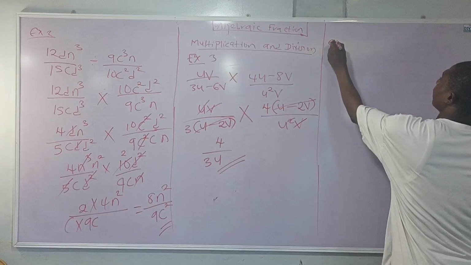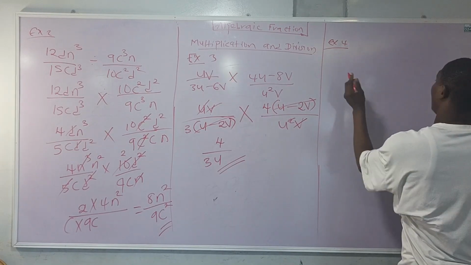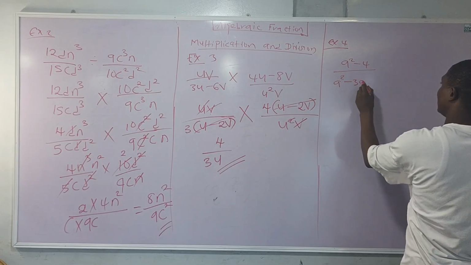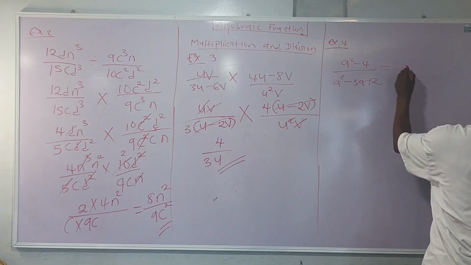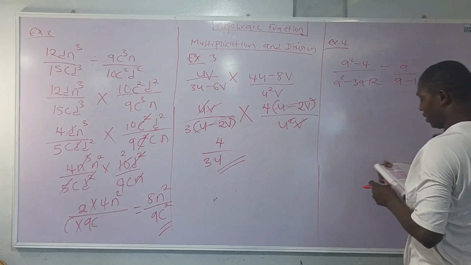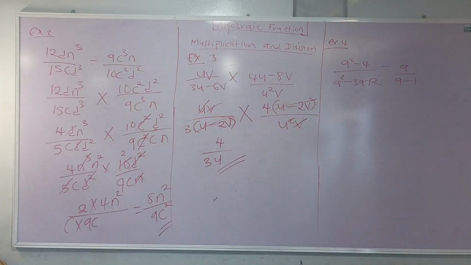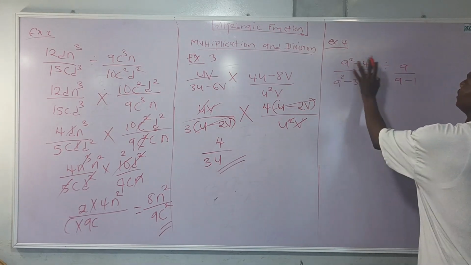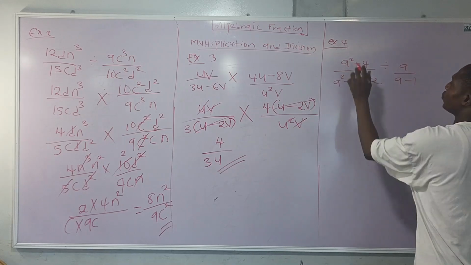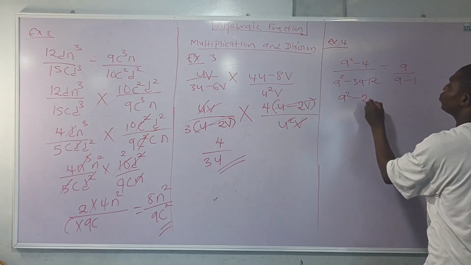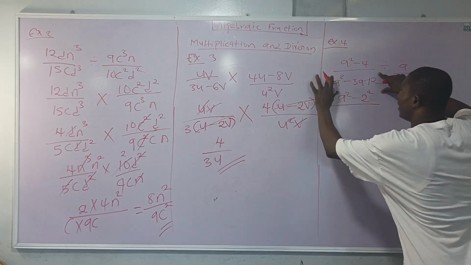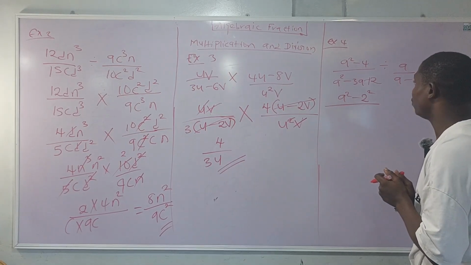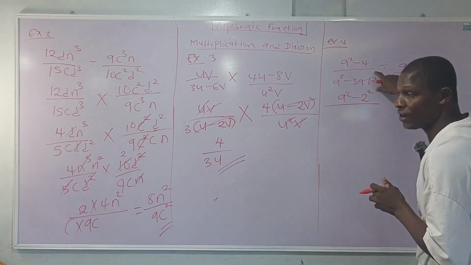So, example 4. I have a square minus 4 all over a square minus 3a plus 2 divided by a all over a minus 1. So this is like difference of 2 square. This is written as a square minus what? 2 square. All over, I'll try to factorize this. Please, if you've not done factorization, I did a little of it in our last video, so you can fall back to it to have a better idea on how we can factorize.